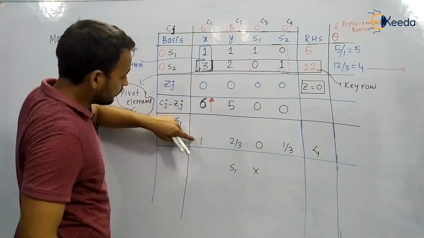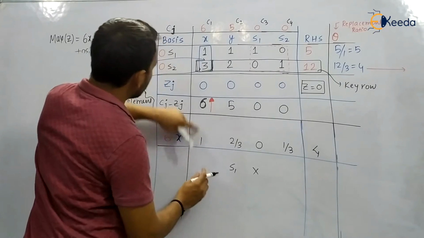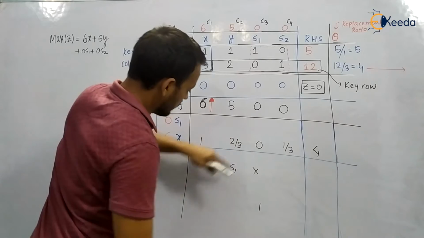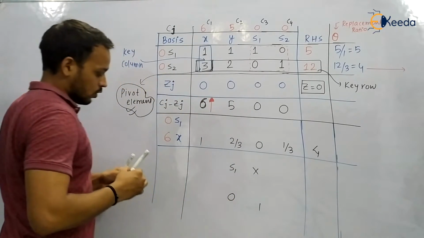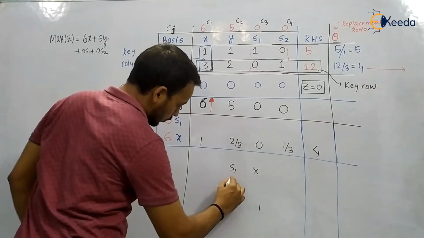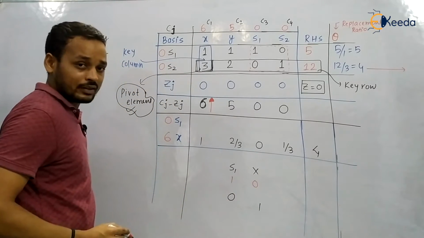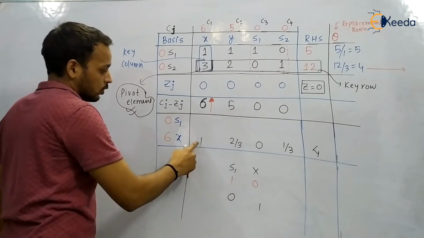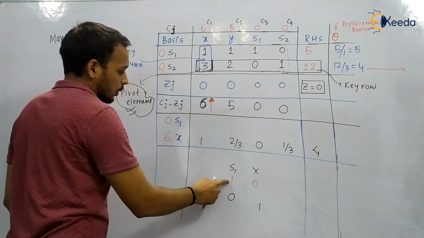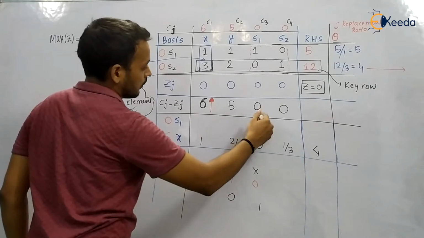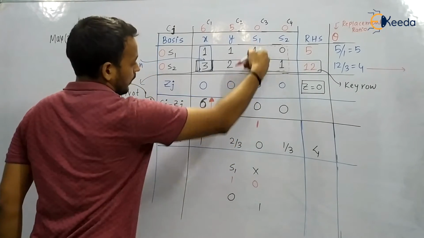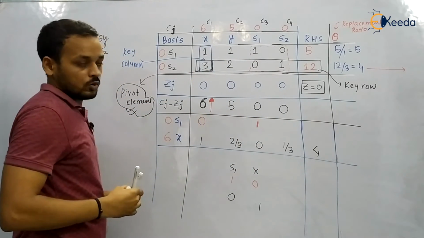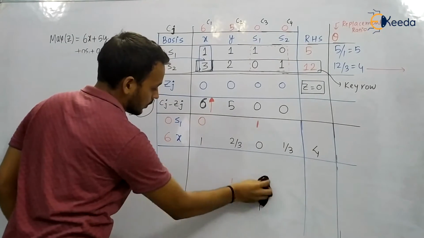So you can see here the value of X is 1, and the value of S1 is 0. So you have to make the identity matrix. So what you have to do, you have to put here 1 and 0. In this way you can make the identity matrix, because the basic variables will always make an identity matrix within the simplex table. So you have to put 1 in place of S1 for S1, and for X here 0, because they are going to make an identity matrix.